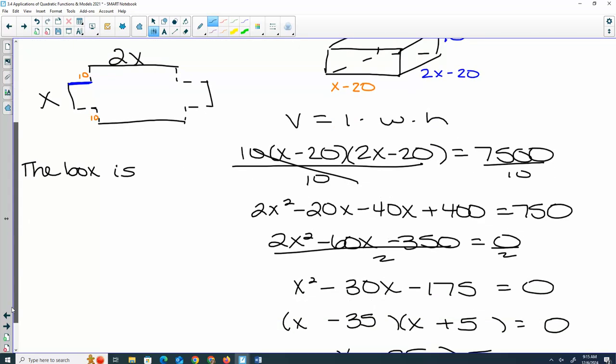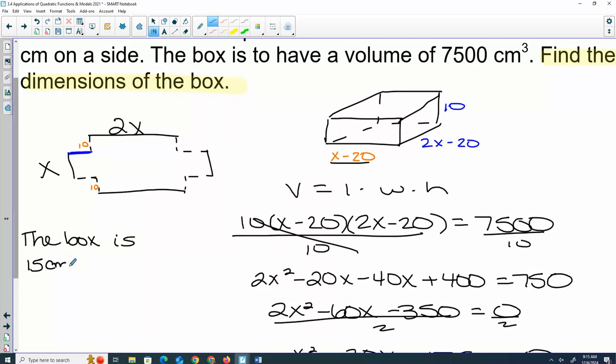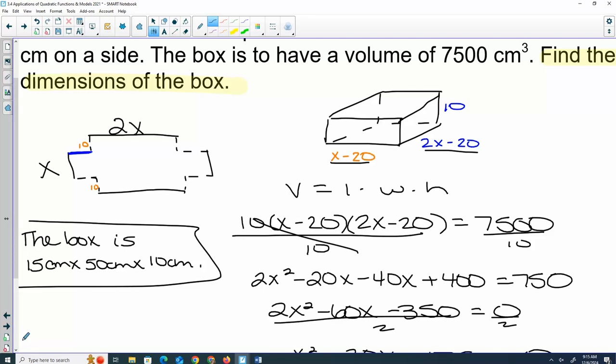So, if x is 35, 35 minus 20 would be 15 centimeters by 20 times 35 minus 20, 50 centimeters by my height was 10 centimeters. Length times width times height. 15 by 50 by 10. Any questions there?